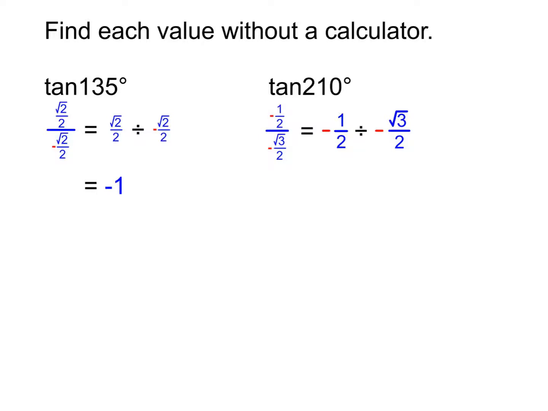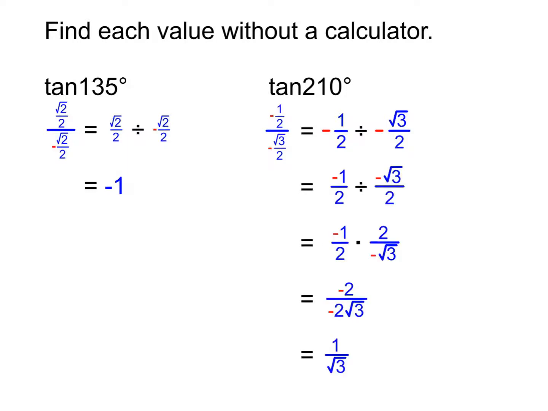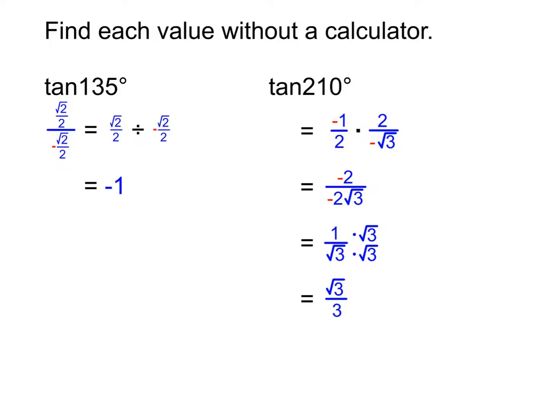Which then makes our lives a lot easier because we don't need to do all that work again because we already did it. So I know in order to divide this, I'm going to flip and multiply, and then I'm going to simplify. It gives me 1 over root 3. And just like before, I don't want to leave the radical in the denominator, so it gives me root 3 over 3. That is our value of tangent of 210 degrees.